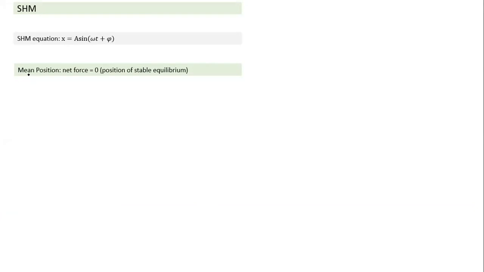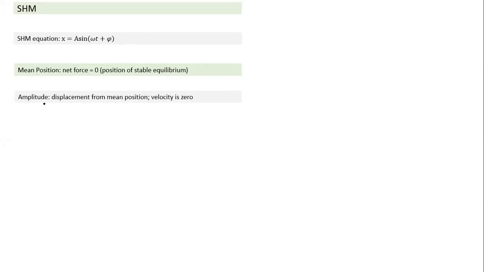SHM motion has to have a mean position. It oscillates about the mean position. Mean position is where net force is zero, and that's the position of stable equilibrium. So what does mean position mean? If you give a displacement, net force becomes opposite to displacement and proportional to displacement.